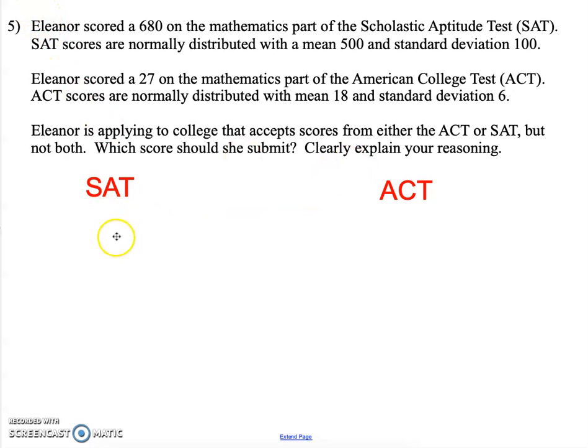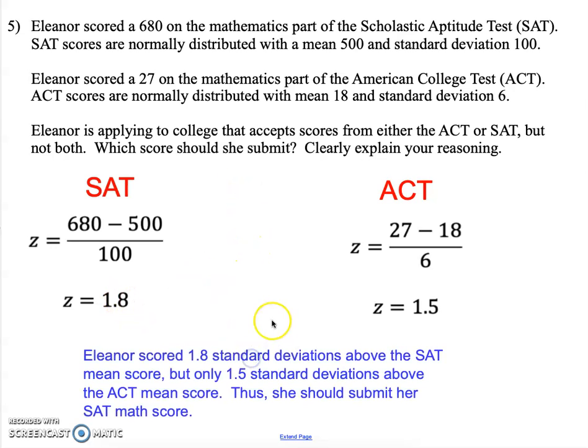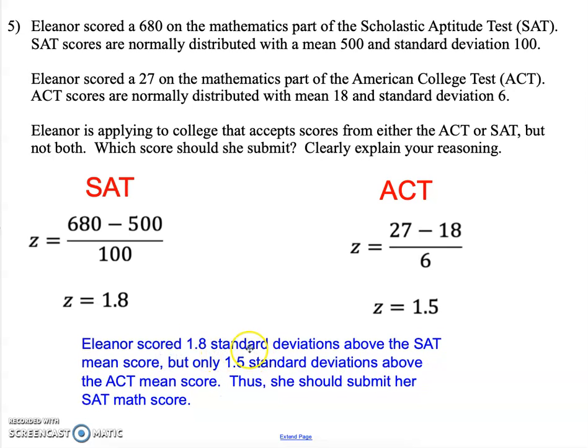I'm going to find a z-score for both tests. For the SAT, she got a z-score of 1.8. For the ACT, she got a z-score of 1.5. Okay, in terms of this problem, having a higher z-score is better. So, Eleanor scored 1.8 standard deviations above the SAT mean score, but only 1.5 standard deviations above the ACT mean score. Thus, she should submit her SAT math score.